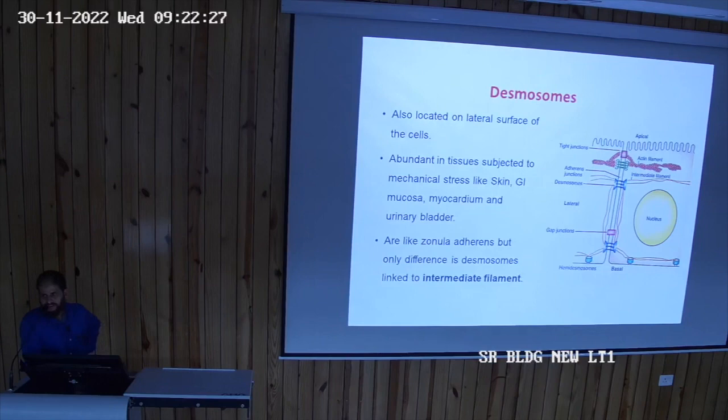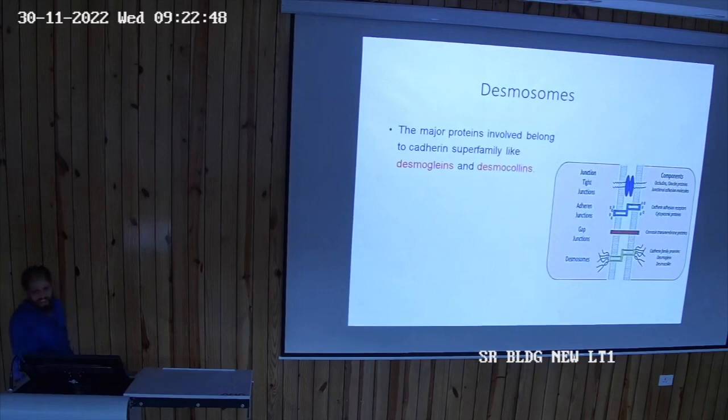साइटोस्केलेटन में हमने पढ़ा था ना, actin microfilaments होते हैं, microtubules, microfilaments, intermediate filament. These are all forming the bones of your cell, cytoskeleton of the cell. Okay, so the difference is here it is linked to the intermediate filament.